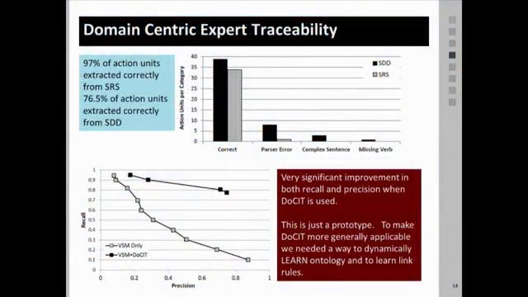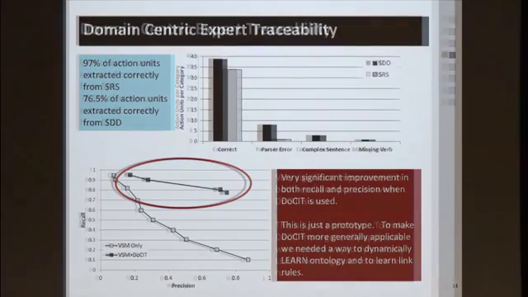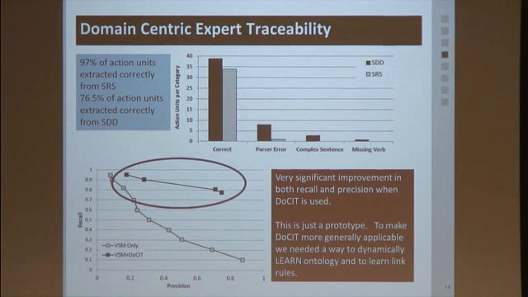So what we found is, whoops, I'm going to bring this up. These are the results that we were able to obtain using our domain-centric expert traceability system in comparison to the vector space model. So you can see that we were able to achieve much, much more accurate traceability.